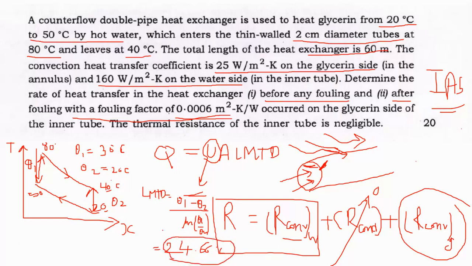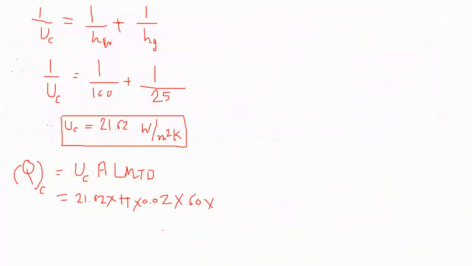Okay. So just put 24.66, and when you calculate this in your calculator, you will get 2010 watt. So this is the answer of our first question. This much amount of heat is transferred when the pipe is clean.